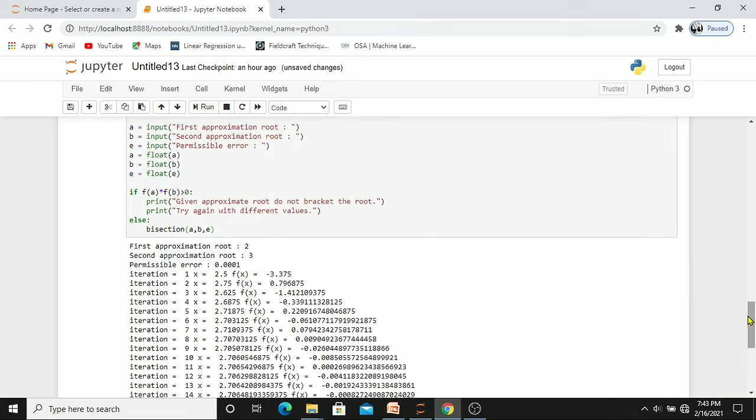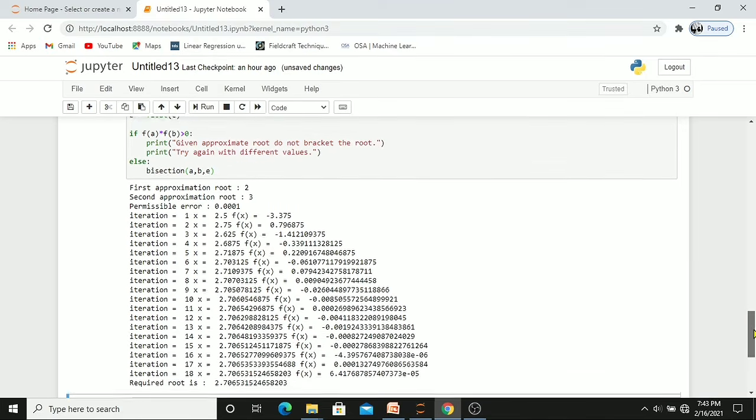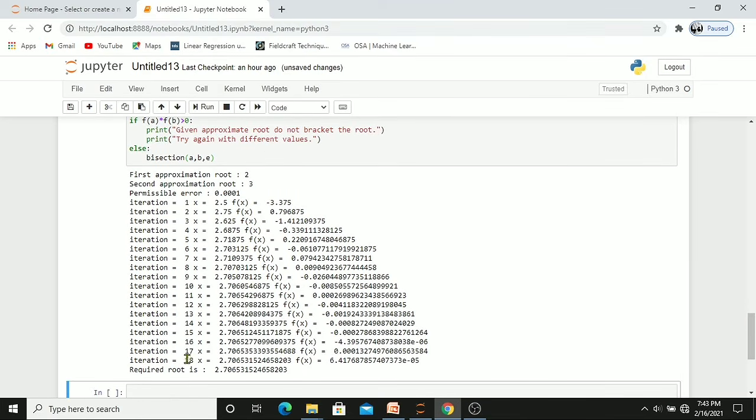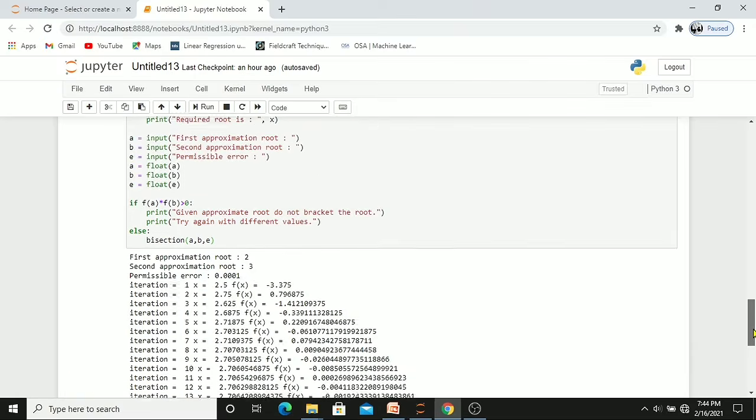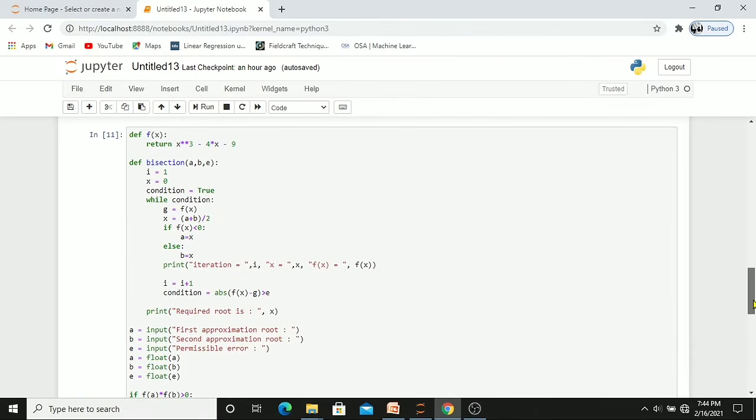Yes, so we got the bracketing solution as 2 and 3, and here we got 18 iterations according to the permissible error. And this is the solution coming as 2.7065, right? So this is the solution according to the permissible error given. So I'm hoping that you are able to program this bisection method according to the given question, whether it asks for the number of iterations or for the permissible error. You can have a sinusoidal function or cosine function, whatever trigonometrical function you can also define. You can also define an exponential function using the math library.